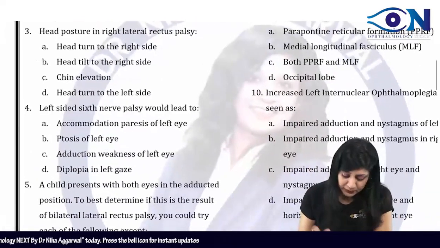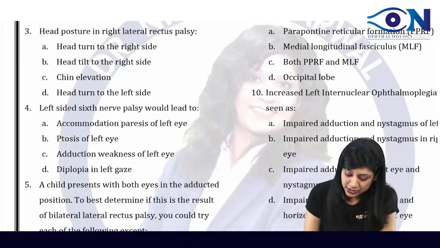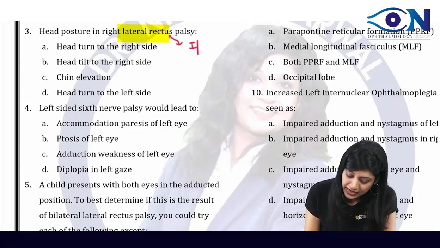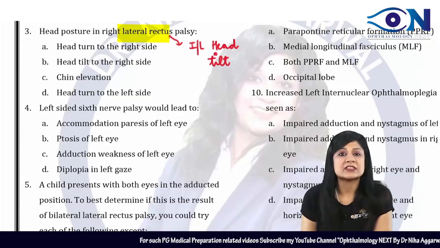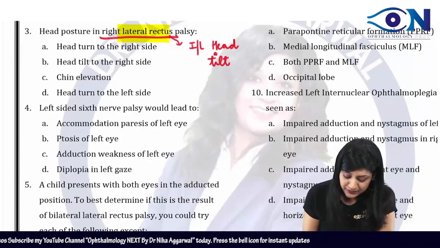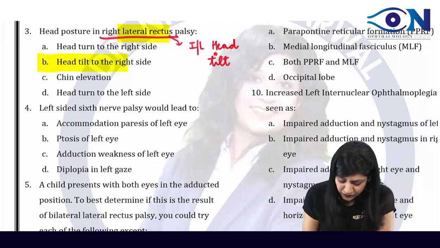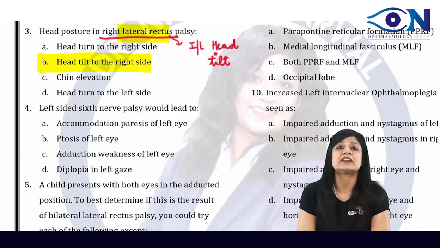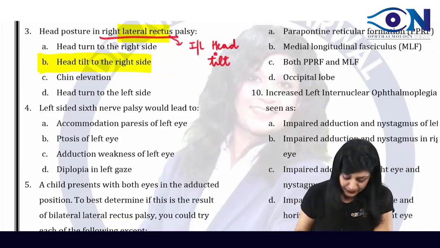Coming to question number 3, head posture in right lateral rectus palsy. In cases of the lateral rectus, we will have the ipsilateral head tilt. It is ipsilateral in cases of lateral rectus, and in the cases of obliques, it will be on the opposite side. So if it is right lateral rectus, it will be head tilt towards the right side only. It is not the head turn, it is the head tilt towards the right side. So the answer will be B.